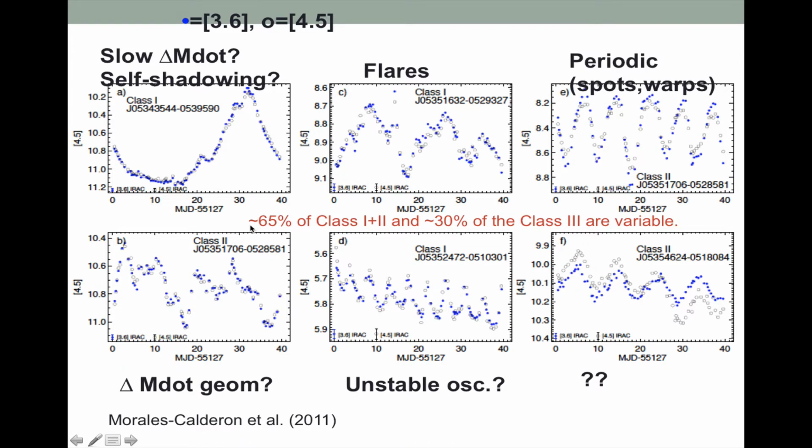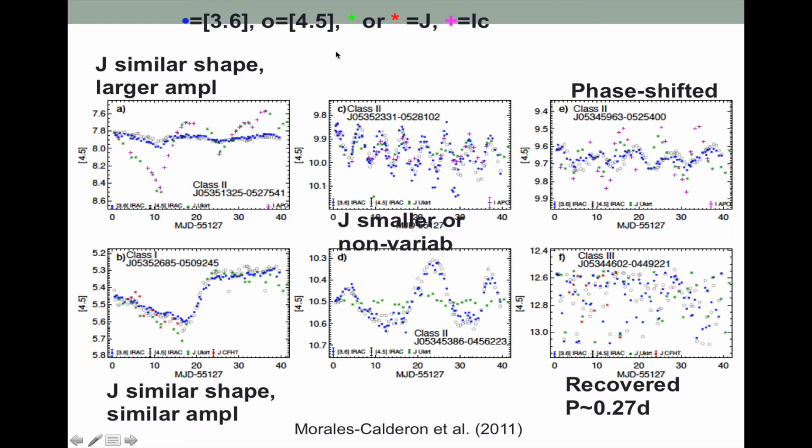But the main conclusion is that more than half of the class 1s and 2s and a third of the class 3s are variable. So there's more when you start to include ground-based J-band or I-band monitoring. Here you have ones where the J has a similar shape, but a much larger amplitude. Here you have ones where J is a similar shape and a similar amplitude. Here you have a case where J is smaller or not variable at all. There's a very few in which you have a phase shift, where the optical and near-infrared peak at a different time than the mid-infrared, which is telling us something about the physics of the system.